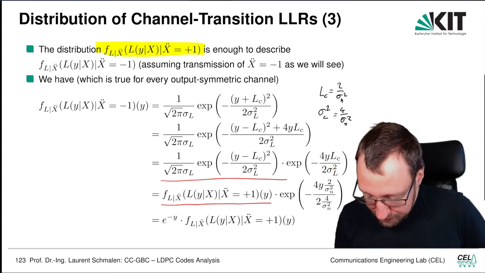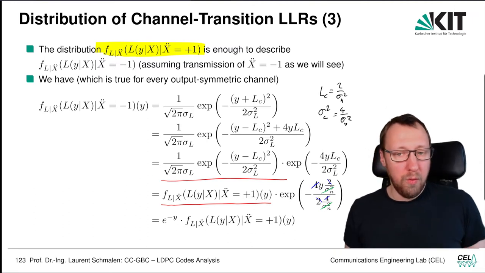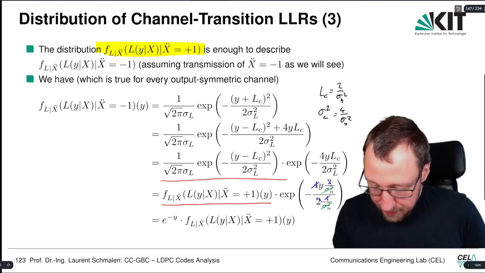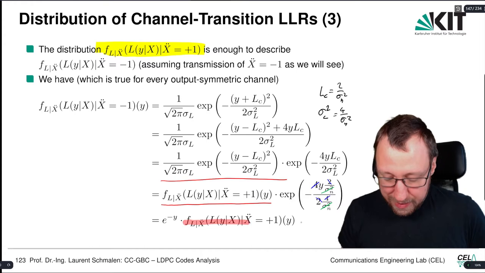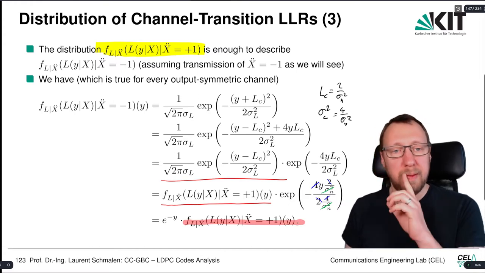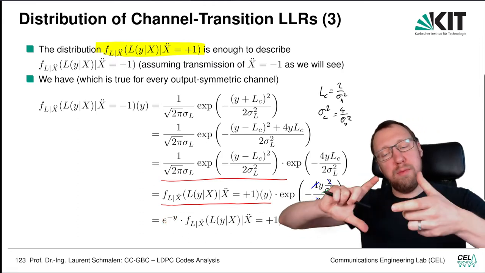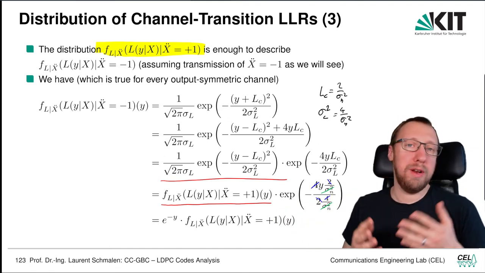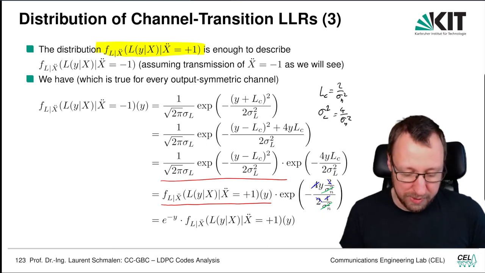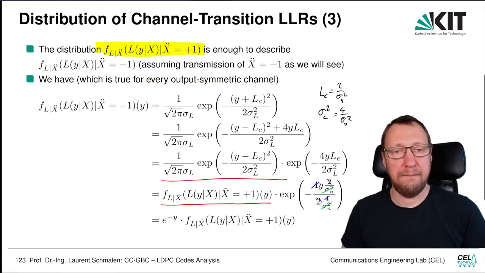And we can cancel quite a lot. So we cancel 4, we cancel 2, and we cancel 1 over sigma N squared. So what we are left with is e to the power minus y times f of L given x equals plus 1. So just by multiplying with e to the power minus y, we can transform between the two PDFs. And this actually doesn't hold only for the AWGN channel, but we can show that this holds for every output symmetric channel.